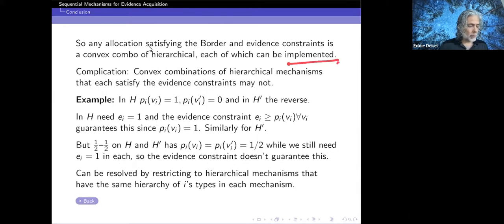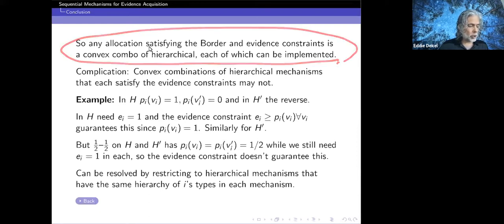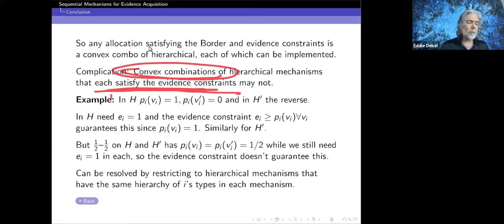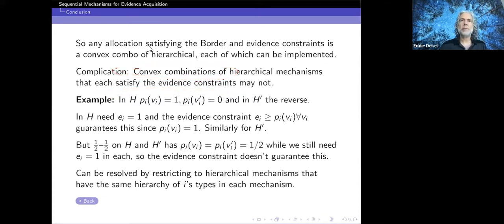Okay, it looks like that would be enough, but there's a complication. When we take convex combinations of hierarchical mechanisms, each of which satisfies the evidence constraint, the convex combination may not. So to make that precise, let's consider two hierarchies.